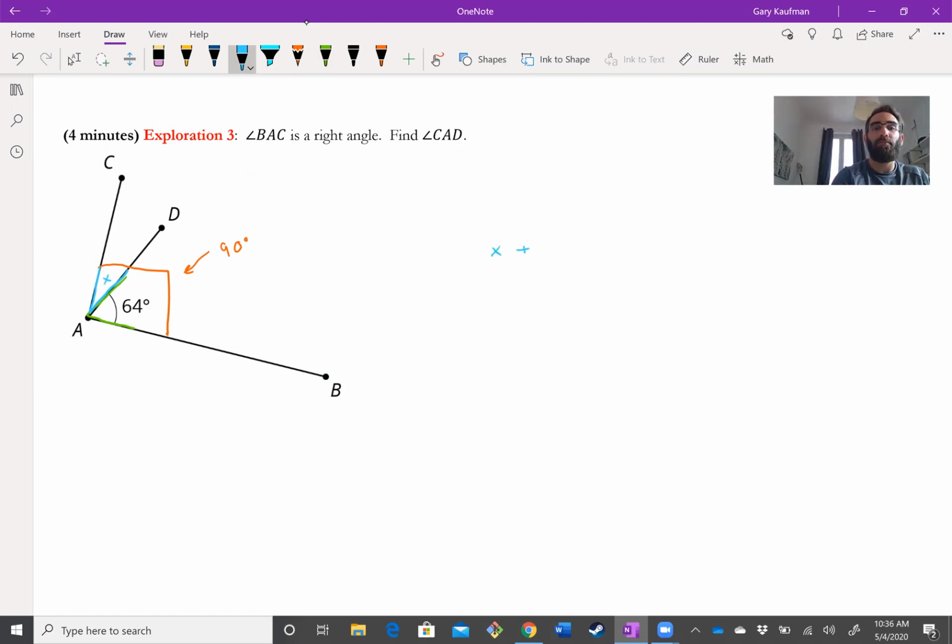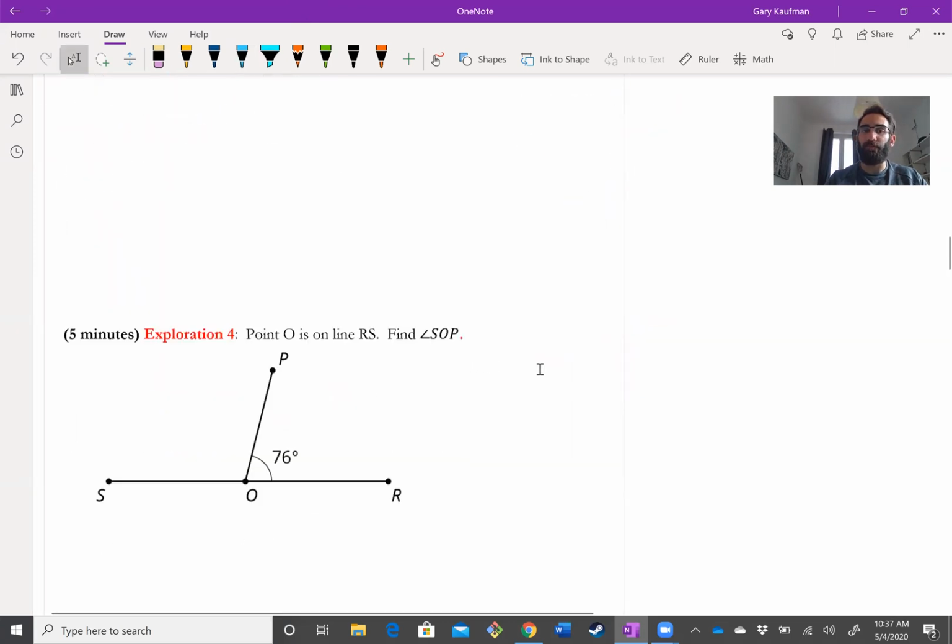X plus 64 equals 90, so X equals 90 minus 64, which is 26 degrees. This is the measure of angle CAD. So I used the fact that they added up to the right angle.